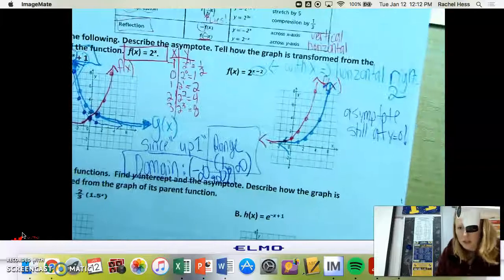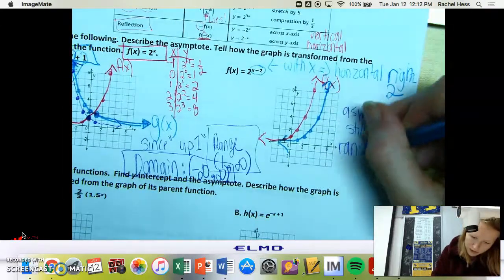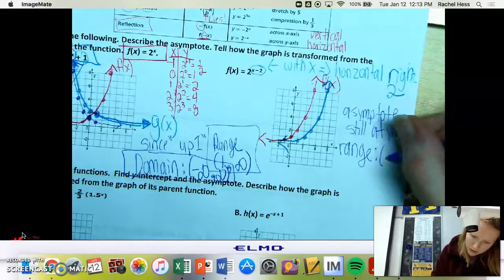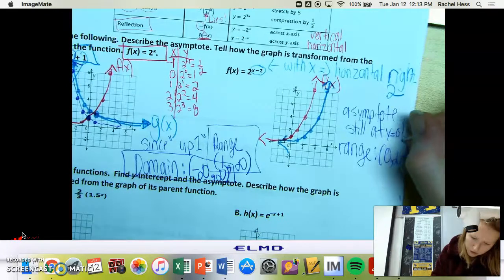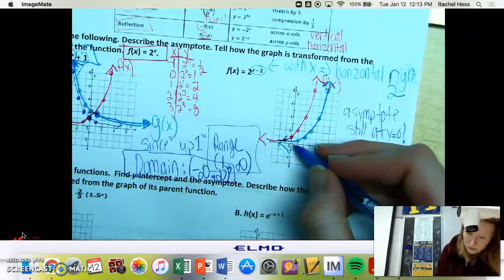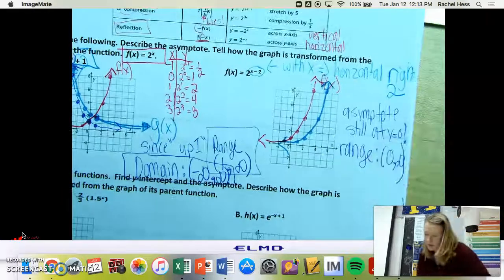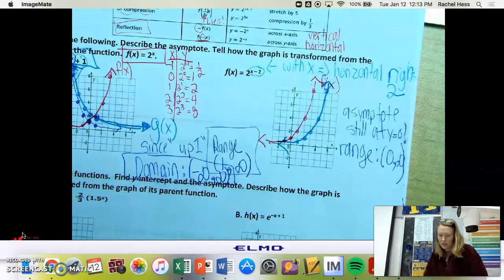Since our asymptote is still at y equals 0, the range of possible y values remains what it was for our parent function. So it starts at 0, won't ever touch 0, it'll get infinitely close, but then it's going to rise up and up and up forever. And then our domain is always the same, so you don't necessarily need to write that down.